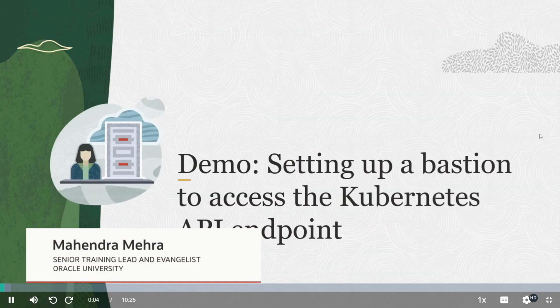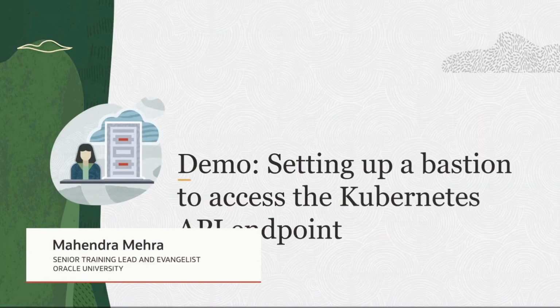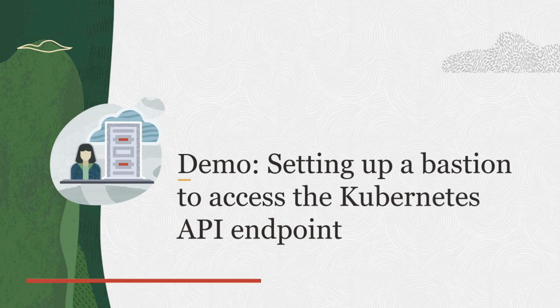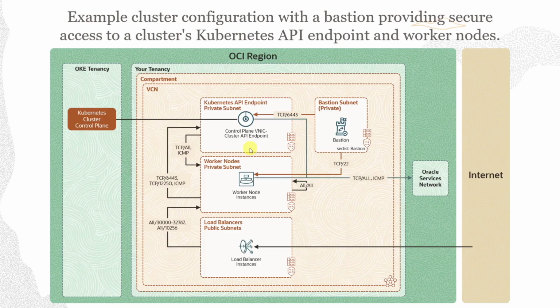Hello and welcome to this demo on setting up a bastion to access the Kubernetes API endpoint. Here's an overview of our setup: a Kubernetes cluster with its API endpoint in a private subnet, along with worker nodes in a private subnet and load balancers in a public subnet.